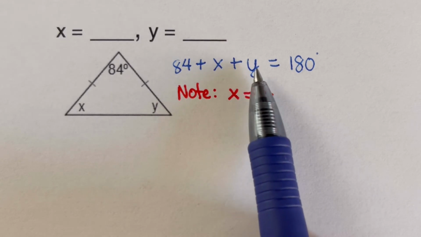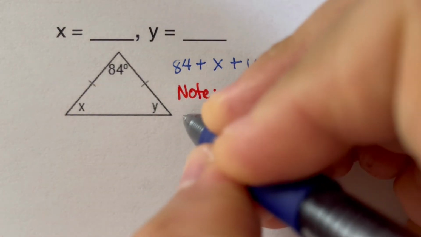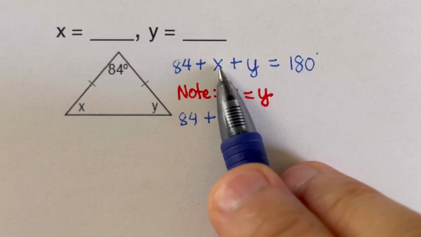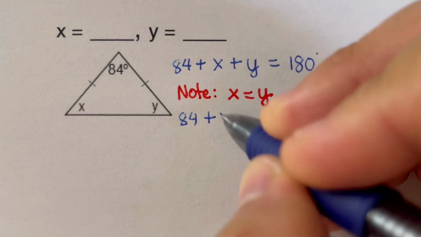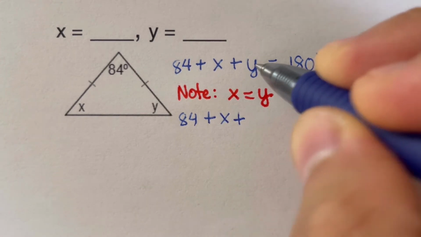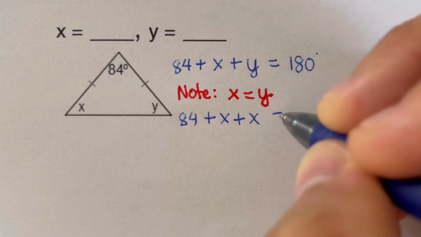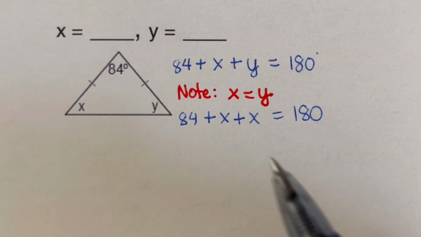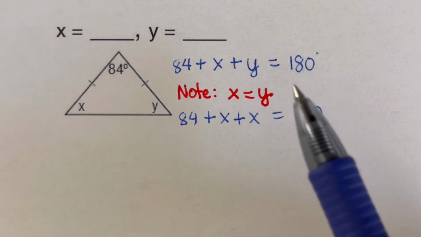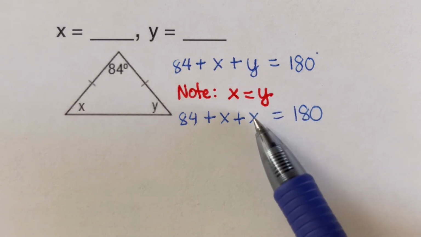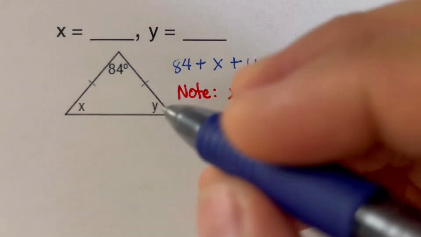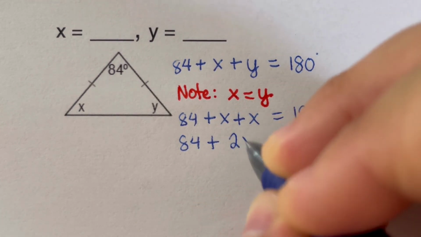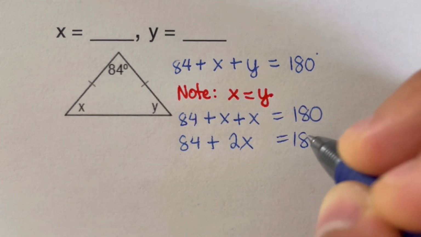It has to be one variable only. So we can rewrite this as 84 plus, since we say that x is equal to y, we can just write that as x, changing this y to x, and that is equal to 180. Again, please remember that both x and y are equal. That's the reason I had to use the substitution method, so we can simplify this to 84 plus 2x equals 180.